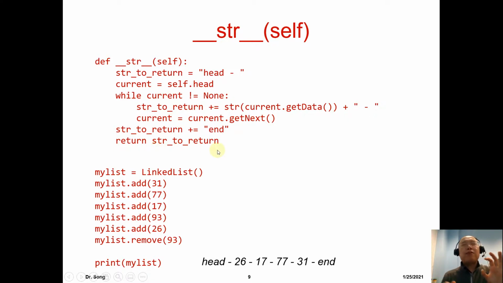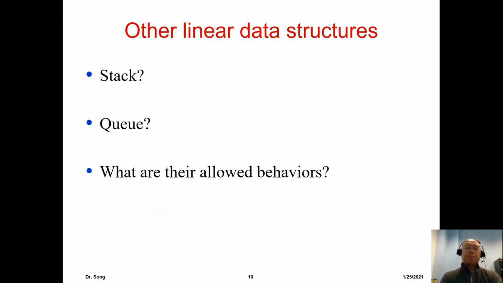If you have a class, you want to do a print, and you want to see what is inside your object, this is always a nice trick: implement this underscore string. Sometimes this can really help you debug. Okay, and there are also some other linear data structures.